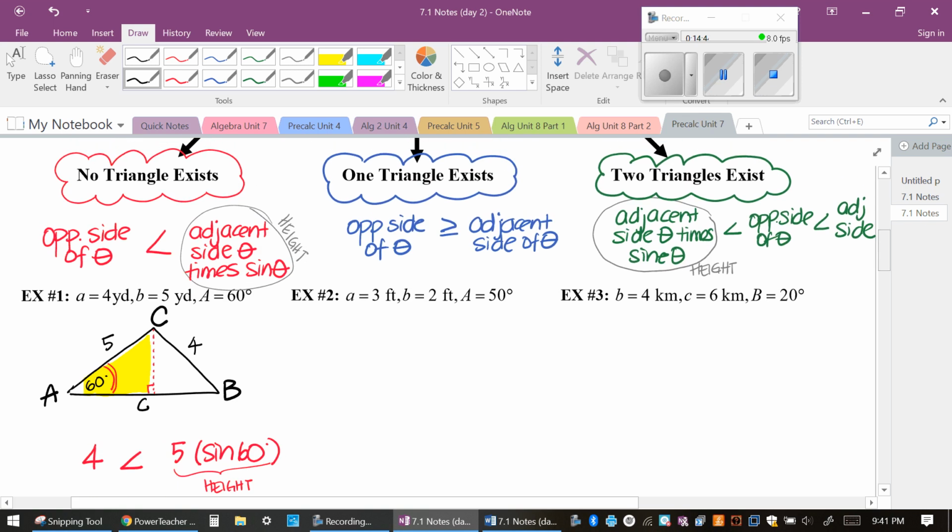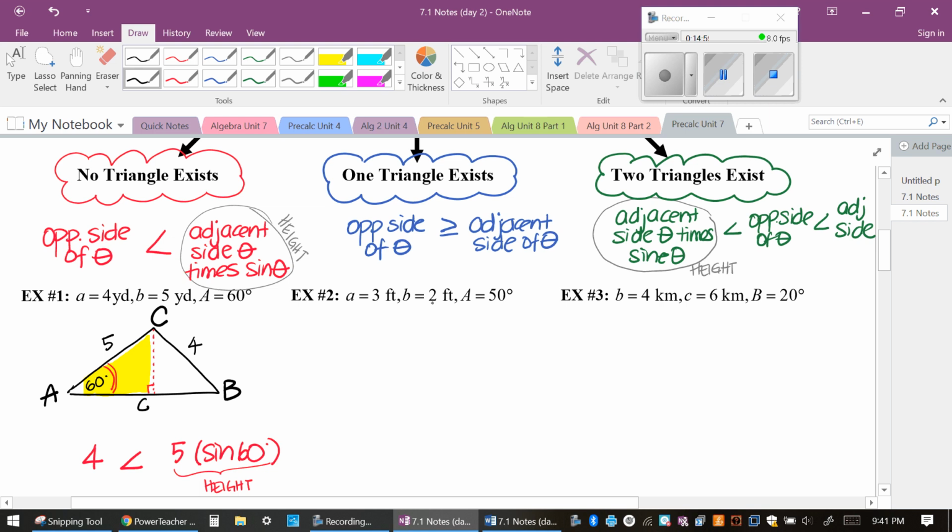You'll know one triangle exists if the opposite side of theta is greater than or equal to the adjacent side of theta. So this has nothing to do with the height. One triangle exists as long as you're just looking at the sides and this relationship is true.